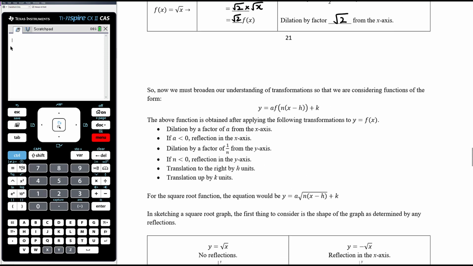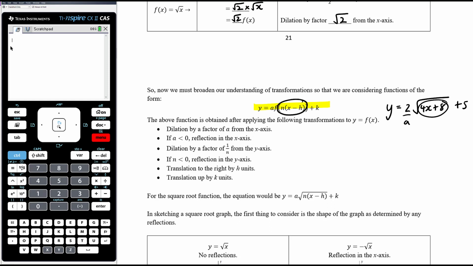Now we've broadened our understanding of transformations. We've added in this n value in here. And if we want to be able to accurately read off a sequence of transformations, we need to be able to write our function in this form. So if your equation is 2 times the square root of 4x plus 8 plus 5, that's a dilation from the x-axis by a factor of 2. That's h. No, sorry, I lie. That's the point I want to make.